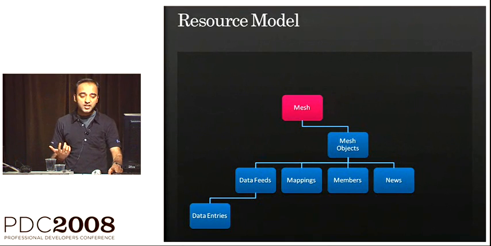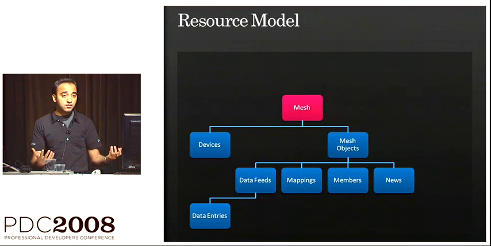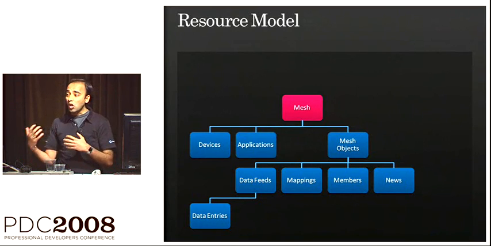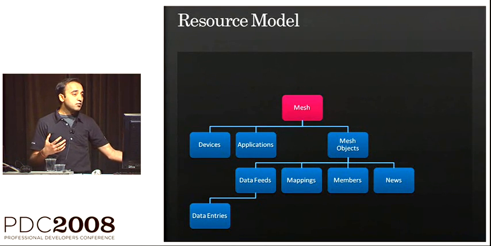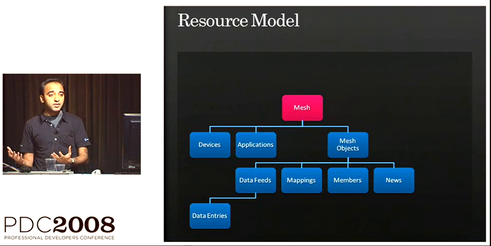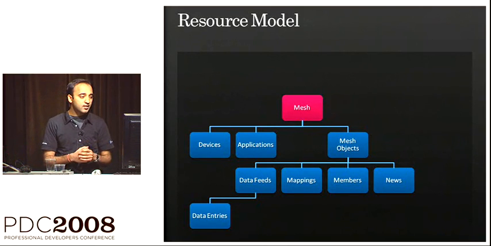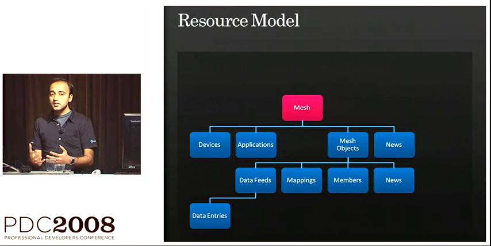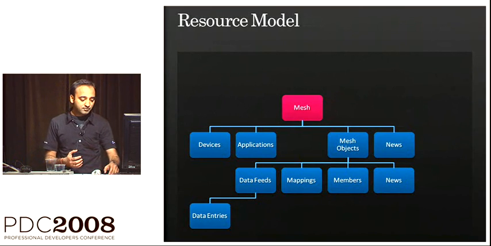What else does my mesh contain? It contains all the devices across which I am synchronizing some or all of my data. It contains all the applications that are accessing this information. So I can have a picture viewer application, which is basically taking data out of my mesh objects and projecting it. I have a list of all the aggregated news from all the various mesh objects that are present in my mesh.